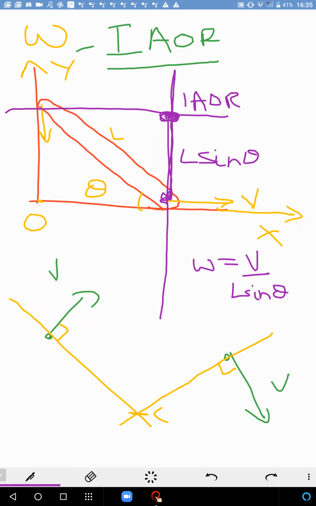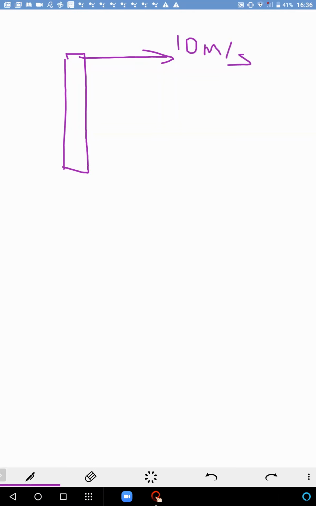अब इसमें एक situation ऐसा है कि what if those lines coincide? So for instance, take a rod like this. इसका velocity 10 meters per second है और इसका velocity इस डायरेक्शन में 5 मीटर पर सेकेंड और ये रॉड का लेंथ 2 meters है. So where is the IOR and what is omega in this case?